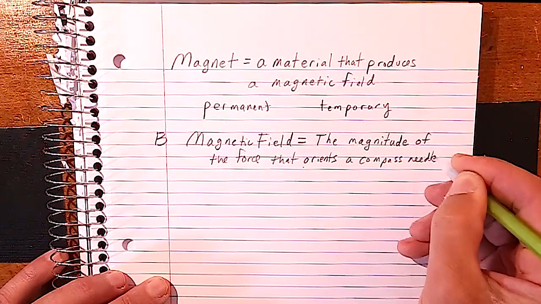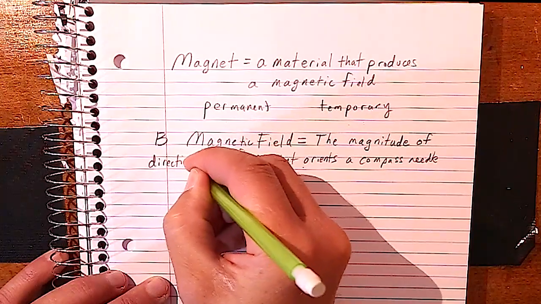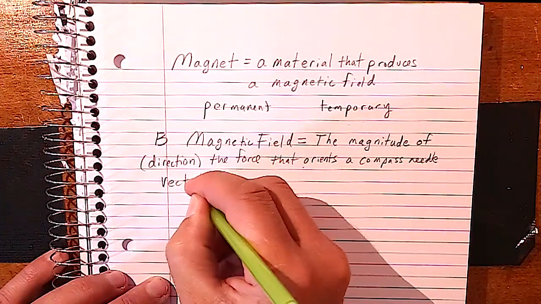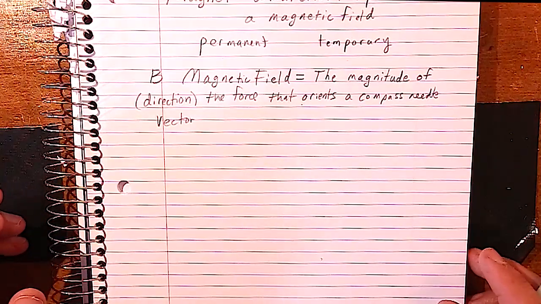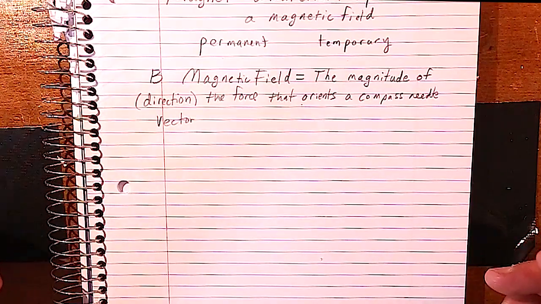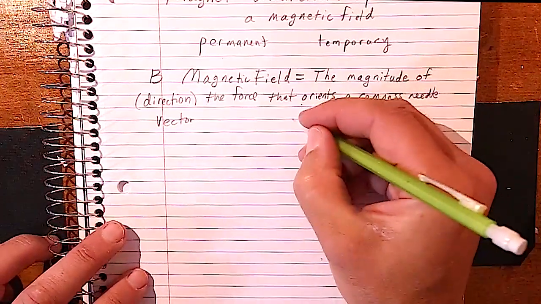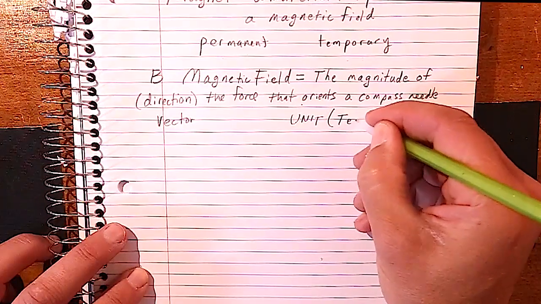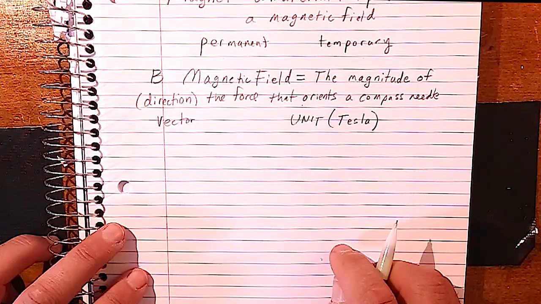And because it's orienting it, that means it includes direction. So if it includes direction and it has strength, therefore it is a vector. So magnetic fields are vectors, very similar to electric fields, but instead of having a force on a charged particle, magnetic fields have forces on magnets. In this case, we're talking about compasses. The unit, also in the Regents curriculum, you don't need to know this, but I think it's worth knowing, is called the Tesla.